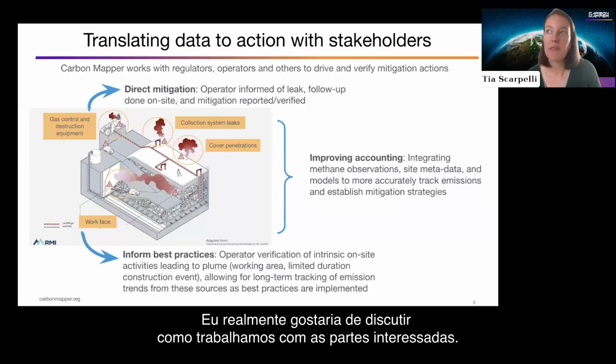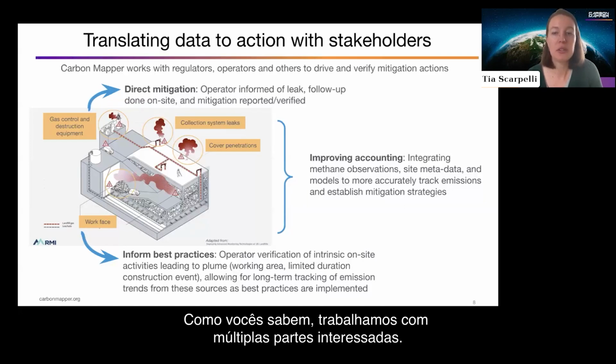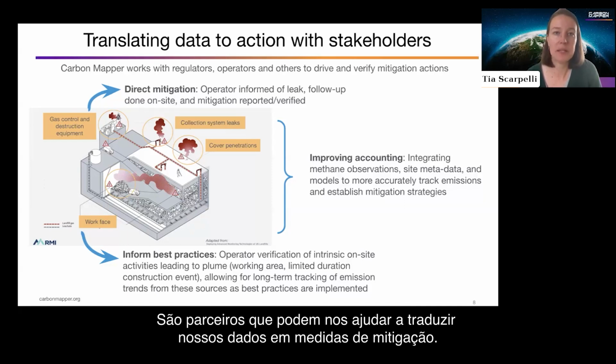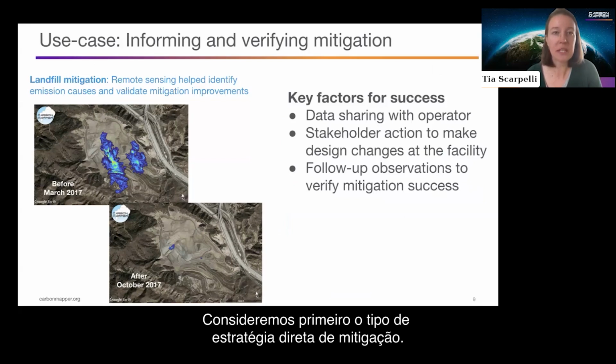I really want to get into how we work with stakeholders. To do this, we work with a lot of varied stakeholders. This can range from regulators to industry to other NGOs, having partners that can help us translate our data to mitigation action. First, thinking about that direct mitigation strategy.